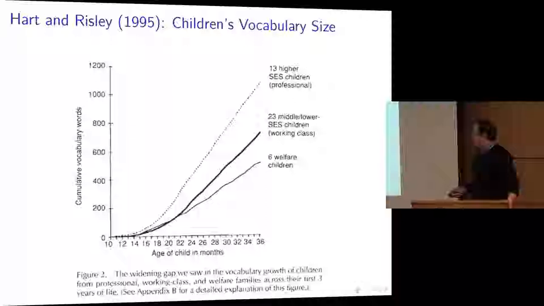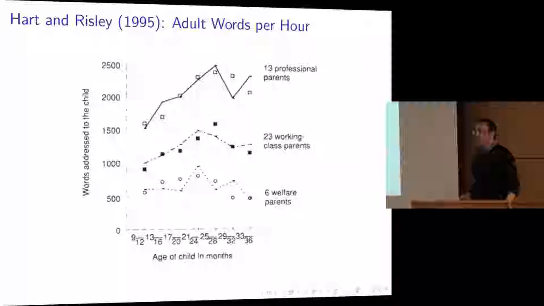expressed from basically age 10 months to age 36 months. And the story that Hart and Risley would like you to know is that by age 36 months, the vocabulary size of the welfare children was the same as the vocabulary size of the higher SES children when they were 24 months old, which is already, by age 3 years, in this measure, 1 year of developmental delay. And their best explanation of why this happened is the language environment these children were exposed to.